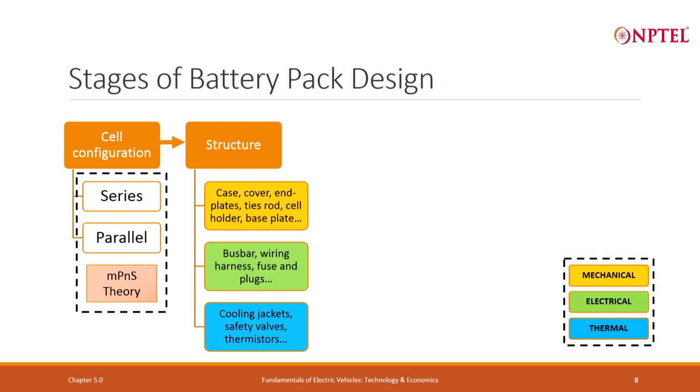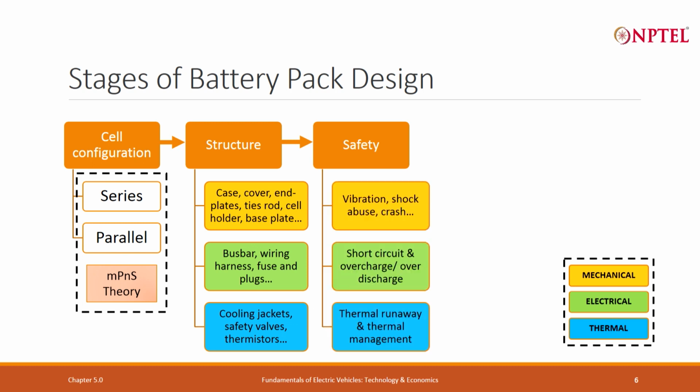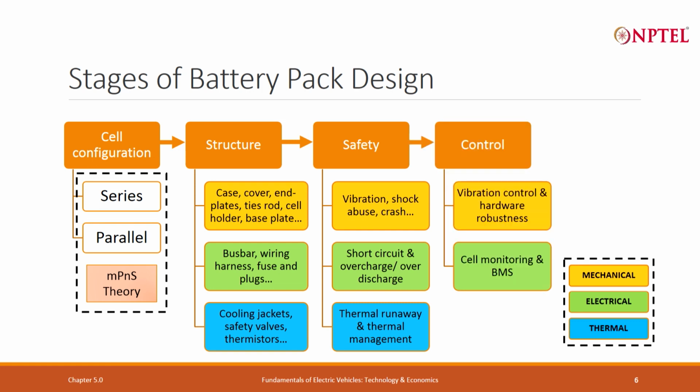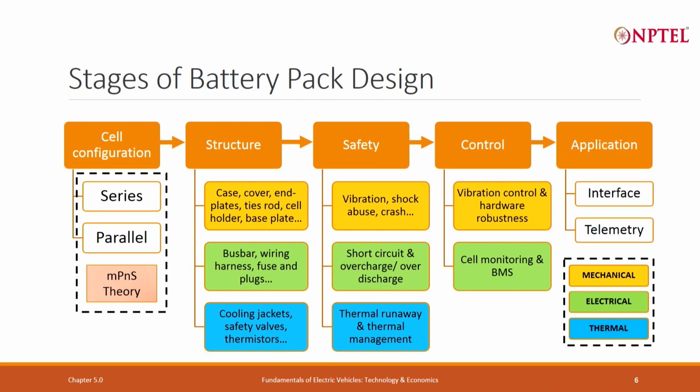Then we have talked about structure, what are the things covered in the structures, like case, cover, end plates, tie rods, by different definitions, like what would be mechanical, what would be electrical and what would be thermal parts. Then bus bar, cooling jackets. We again talked about safety, where we talked about vibration, short circuits, thermal runaway, and then control of vibration, then cell monitoring and BMS, and then application in telemetry and interface. This is what we talked about in stages of battery pack design.